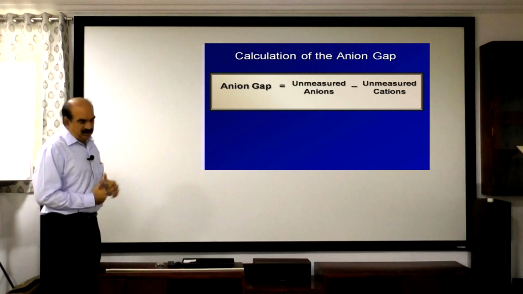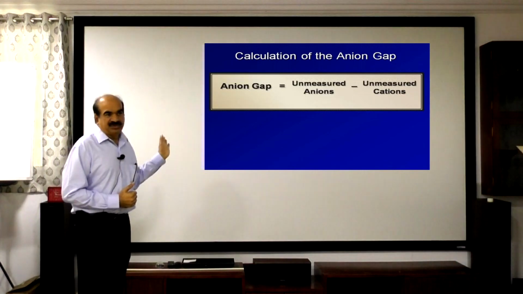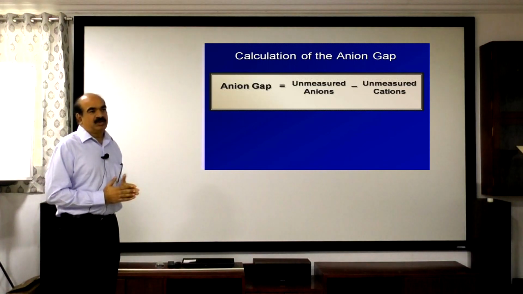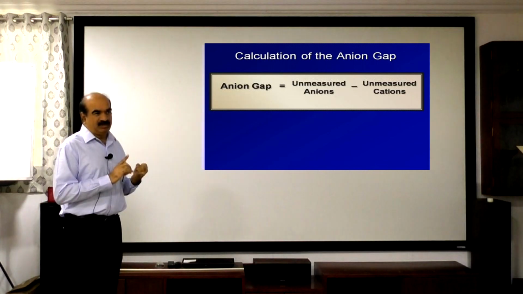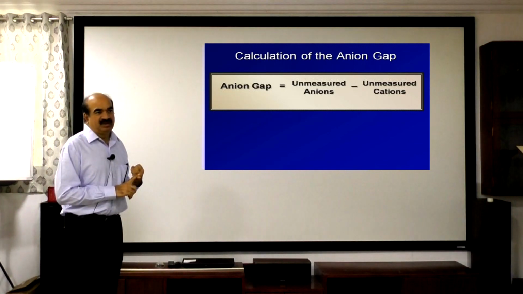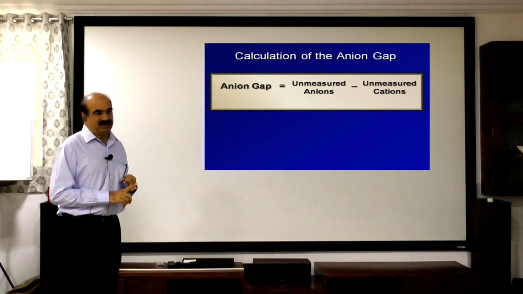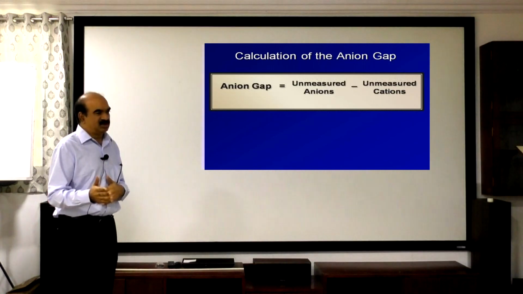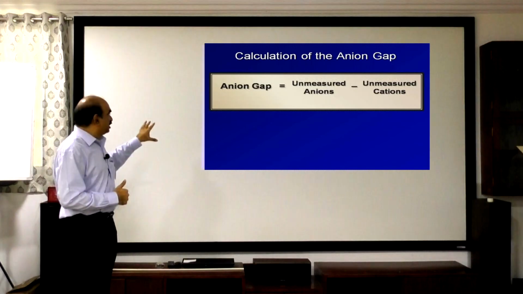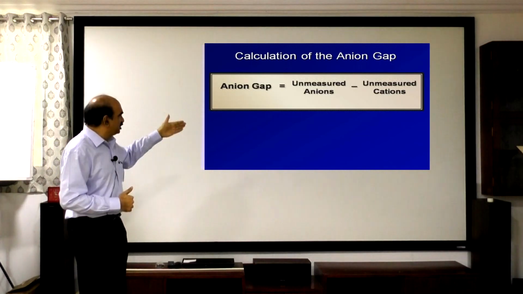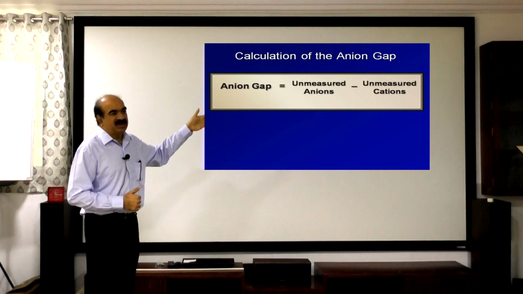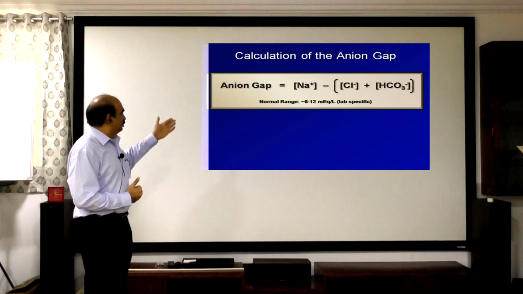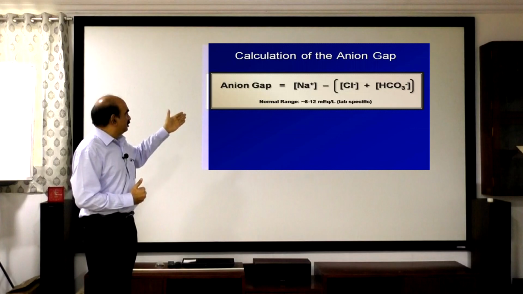So, in the first chart, coming to cations, measurable cations plus unmeasurable cations will be equal to measurable anions and unmeasurable anions, because the total number of cations equals the total number of anions. Coming to the anion gap equation, anion gap is basically unmeasured anions minus unmeasured cations. So, we will get this anion gap.